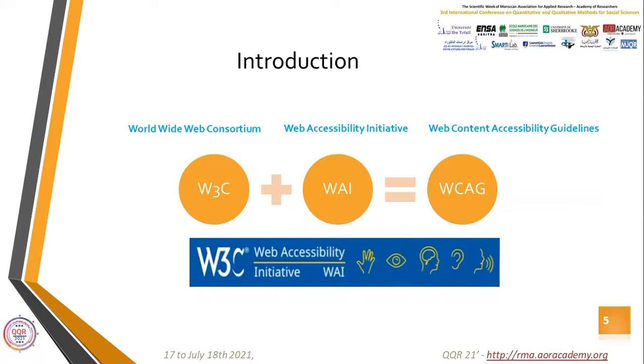The World Wide Web Consortium, or W3C, the main international standards organization for the Internet, launched the Web Accessibility Initiative. It's a working group focusing on guidelines, technical reports, and other documents related to accessibility. The Web Content Accessibility Guidelines, for short WCAG, are part of a series of web accessibility guidelines published by the Web Accessibility Initiative.